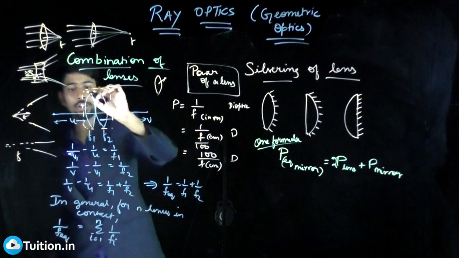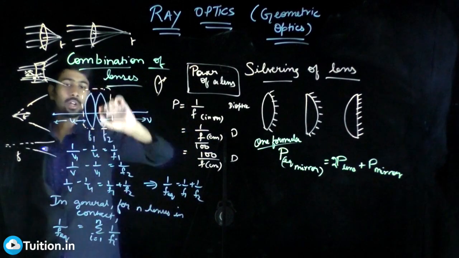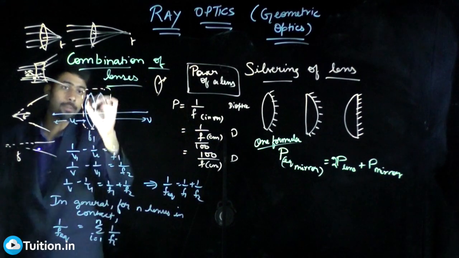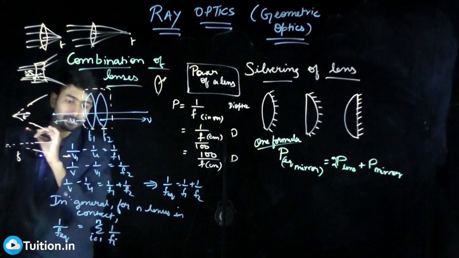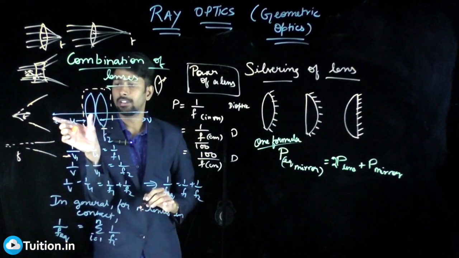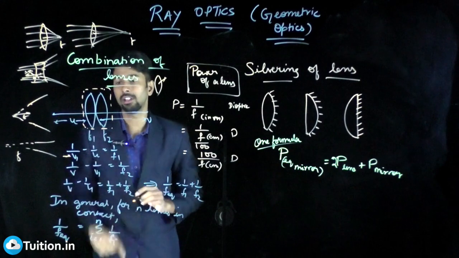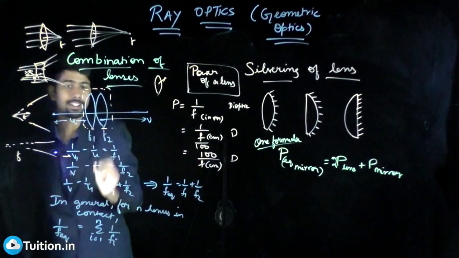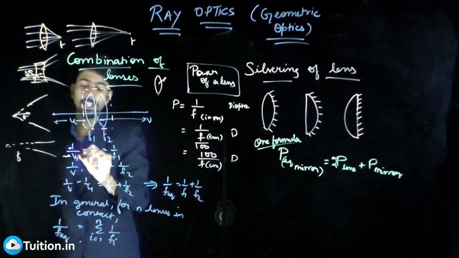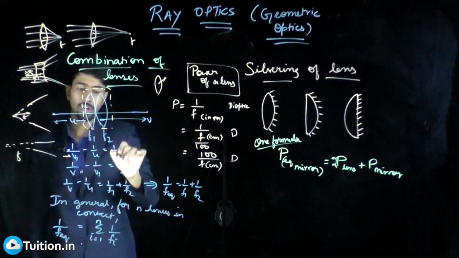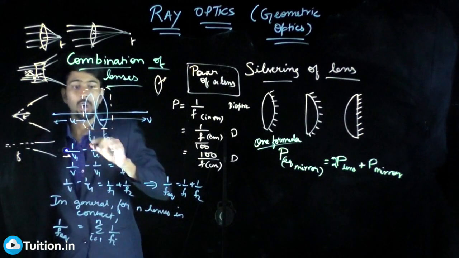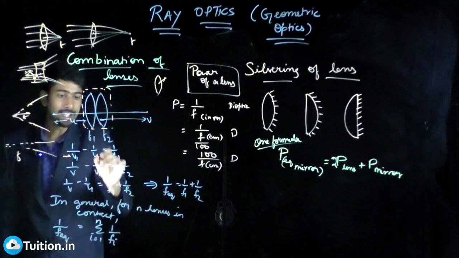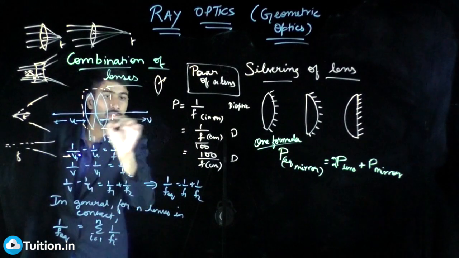So first, for example, due to the first lens, let's calculate what happens. The first lens will form some intermediate image at V1. So the rays will first fall on this lens, and it will form some intermediate image at V1, and it has a focal length f1. That image will act as the object for the second lens, and then the second lens will form this final image V.